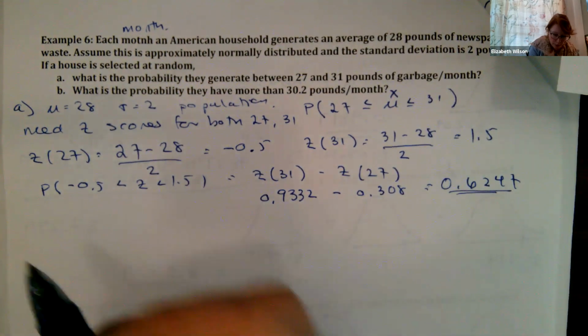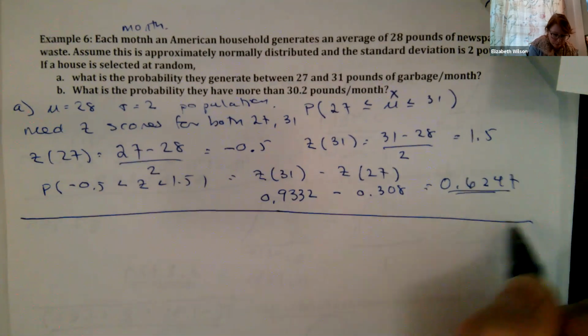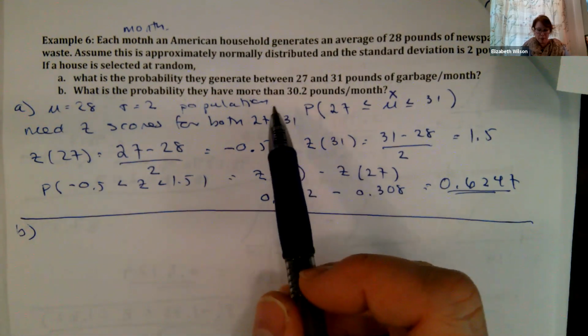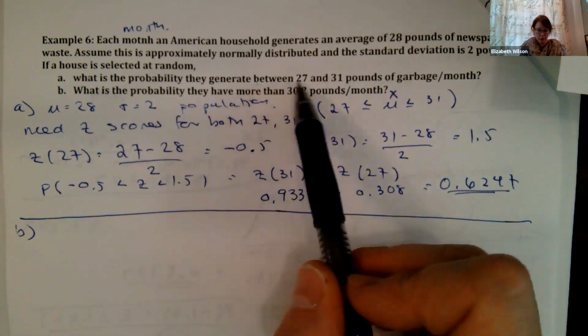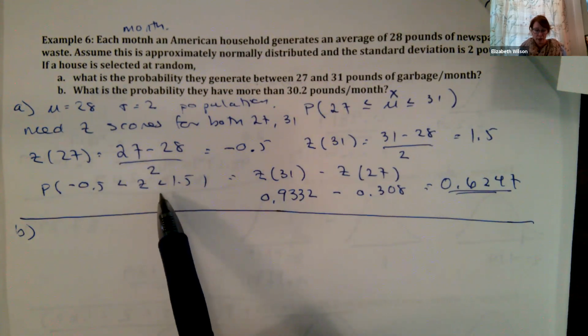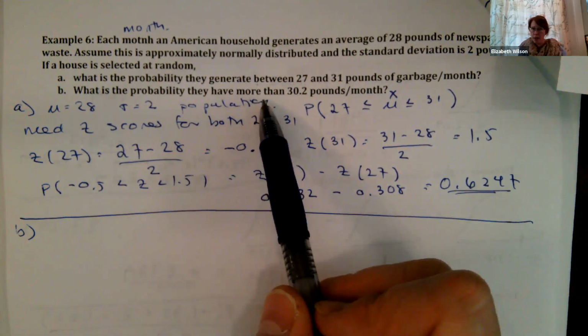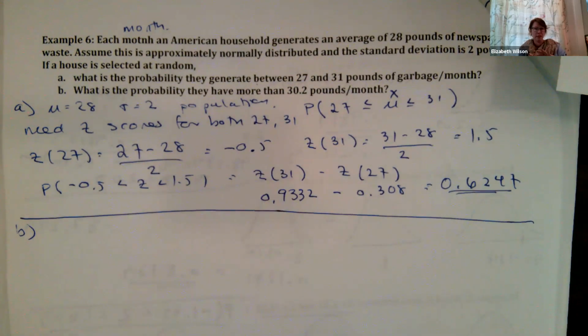Okay, so now part B, let's draw a little line. Part B says, what's the probability that they have more than? So we're reading these, right? When we say between, I have to do a subtraction of two values. Remember, if they have more than, I'm going to need to subtract from the whole the value to the left in order to get the stuff to the right.